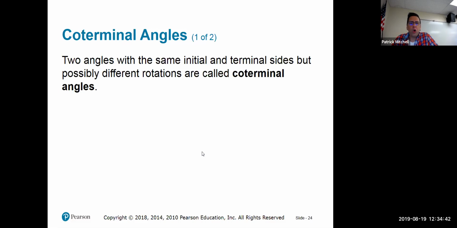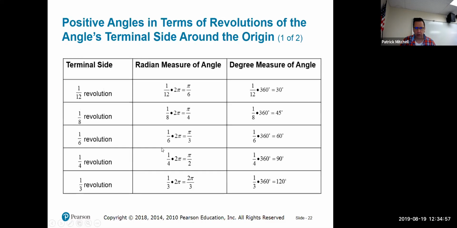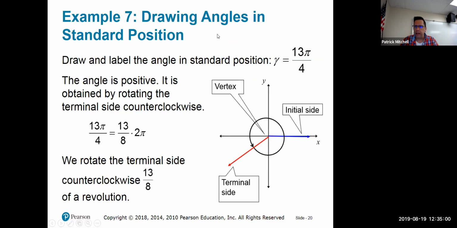Okay, and that brings us to coterminal angles. If you think about that last example with drawing the angle in standard position, the one that was 13 pi over 4, actually, let me go back to that real quick. One thing that occurred to me while I was talking about it is that if you start up here at pi over 4, and then you go 1, 2, 3, 4, 5 pi over 4, you would land in exactly the same place as 13 pi over 4 did. Those two angles would have the same terminal side.